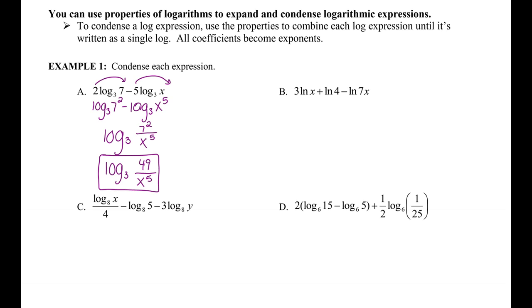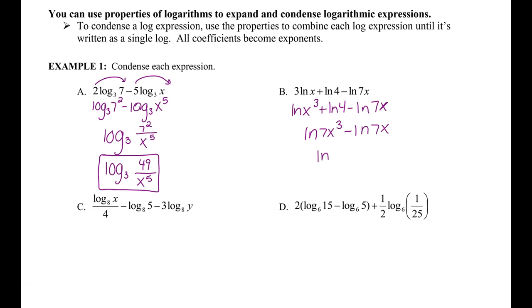Next, let's look at example B. Again, my first step is going to be to change any coefficients into exponents. So we have just 1 this time. Then I'm going to be working from left to right to simplify these. So first I'm going to change this to be the natural log of 4x cubed using the product property minus the natural log of 7x.